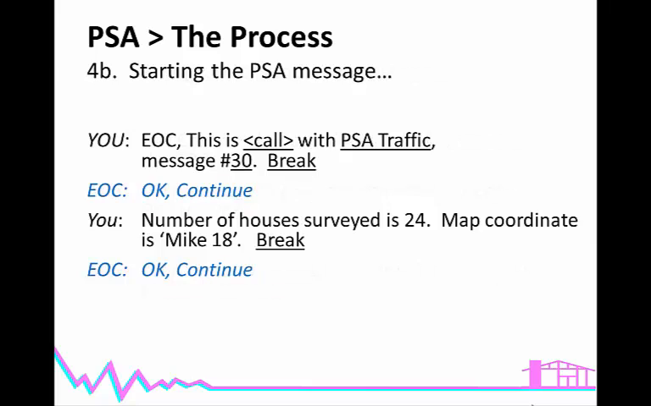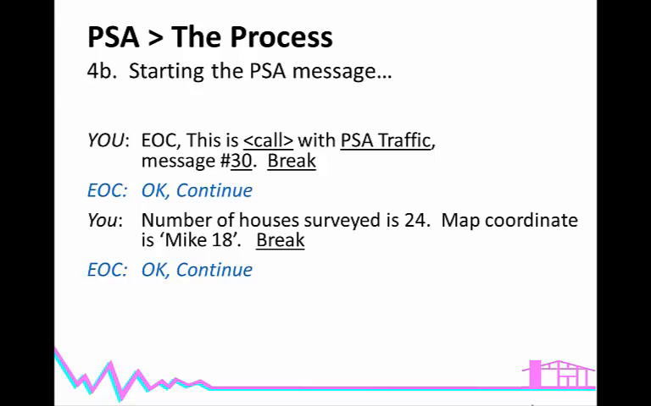Okay, the net control has cleared you to pass your message. Go ahead and call the EOC and start the message. EOC, this is KD6QPP with PSA traffic, message number 30. Break. Okay, continue. PSA message is, number of houses surveyed is 24. Map coordinate is Mike 18. Break. Okay, continue.